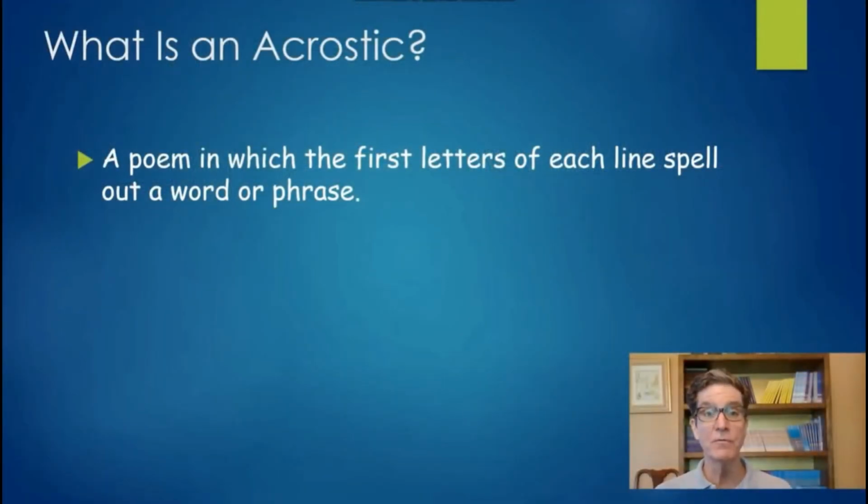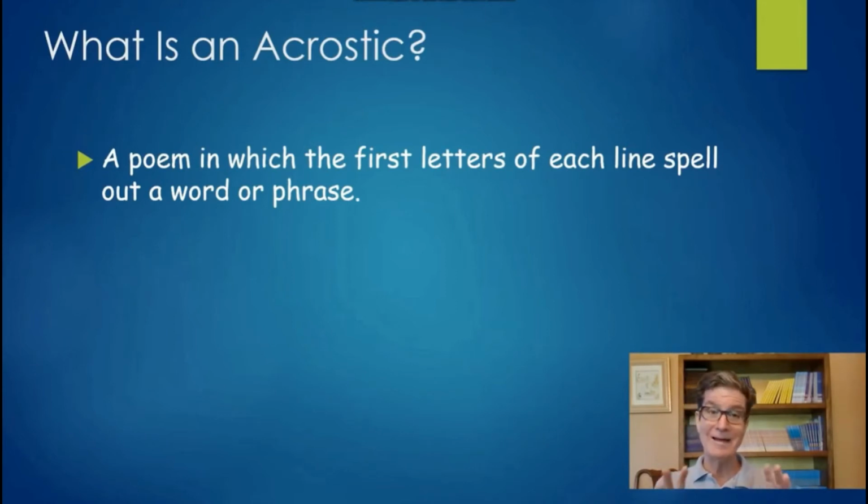Okay, so first let's talk about what an acrostic is. An acrostic is a form of poem, and by the way, form is just a word that poets use to mean a type or a kind or a style of poem. Form means a set of rules for how you write that particular poem.